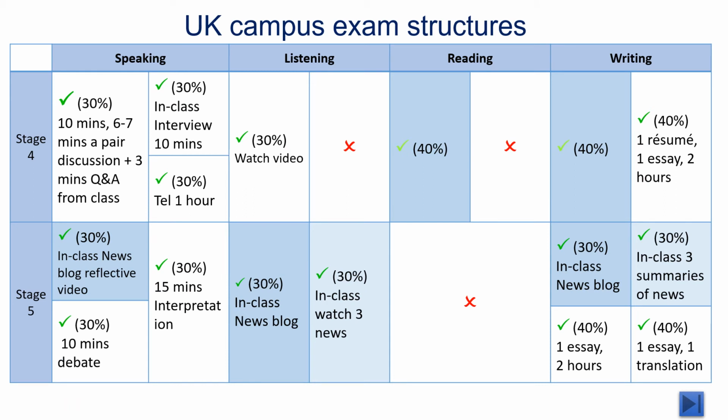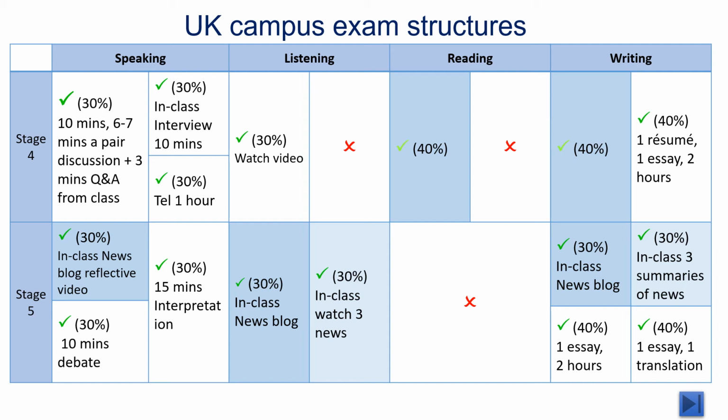From stage 4 onwards, more than one skill is assessed in one assessment. So they are assessing combined skills. If you look at stage 4, listening and reading can be embedded into another part of the assessment. In stage 5, there is no specific assessment for reading, but it is embedded into another assessment.